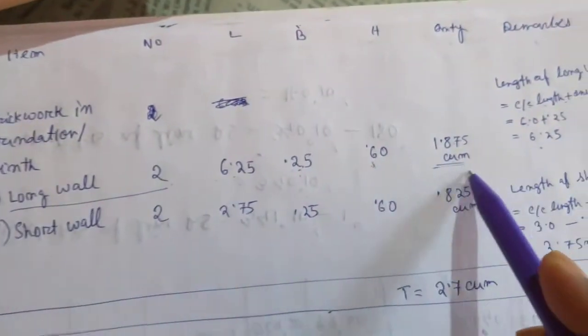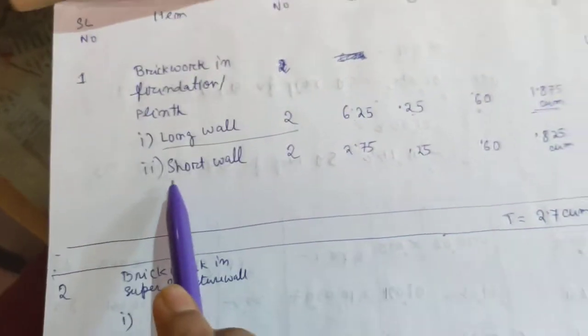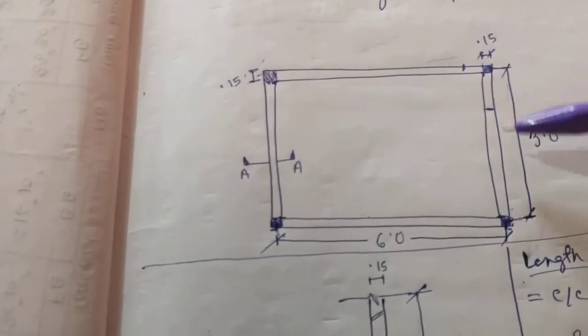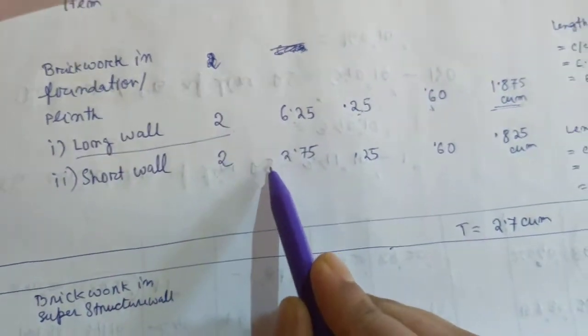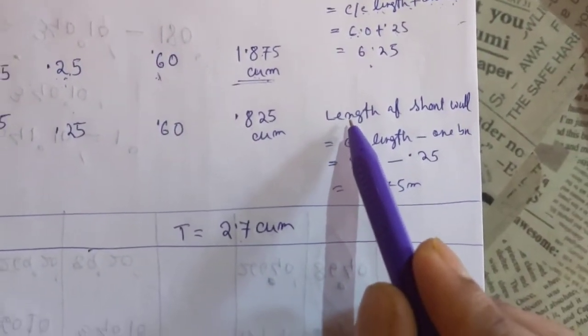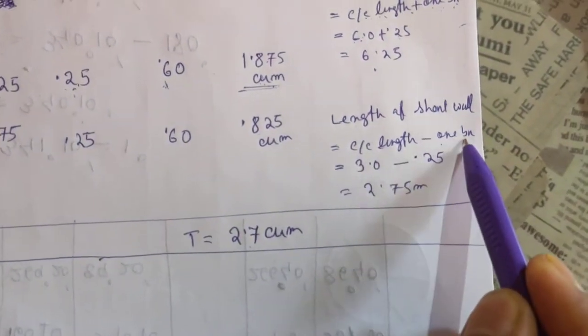For the long wall it is 1.875 cubic meter. Just like that, we need to find out for the short wall also. Again, the number of short walls is 2. Here you can see in the drawing, there are 2 short walls. So the number is 2. Now we need to find out the length. What is the expression to find out the length of the short wall? Length of the short wall is equal to center to center length minus 1 breadth.